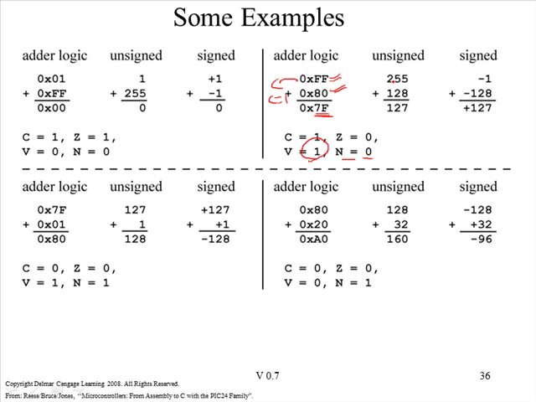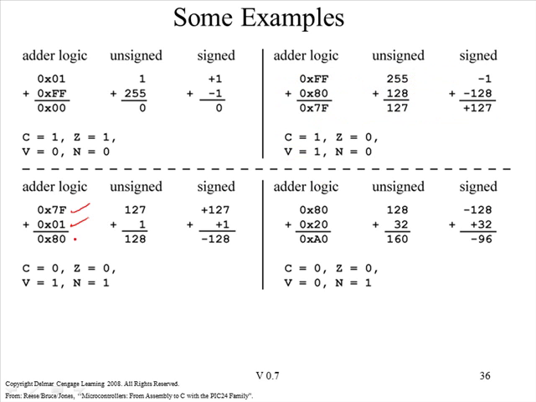Interpreting these as unsigned numbers, that's going to be 255 plus 128. I get 127. As 8 bits, that's the incorrect result because I had an unsigned overflow as evidenced by the carry flag. In interpreting these as signed numbers, an FF is a negative 1, and 80 is a negative 128. When I added those two things together, I got a positive 127. Again, that's obviously the incorrect result, so I got signed overflow.